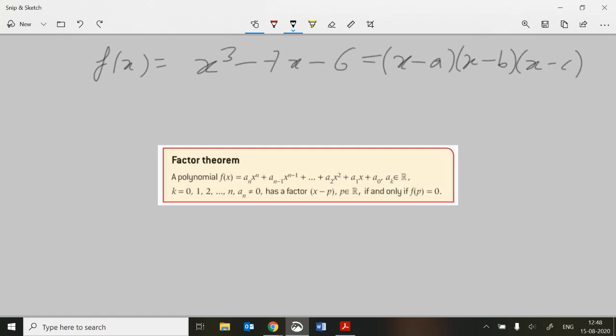Now, I can use this theorem backwards by saying, let's make choices for p to see if we get a 0. And if we get a 0, that will mean that x minus p is one of our factors. So what choices could we make? There are sensible choices which we could make here, because we definitely know that when we times these 3 things together, we end up getting minus 6.